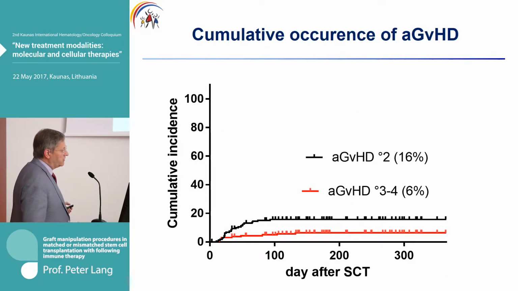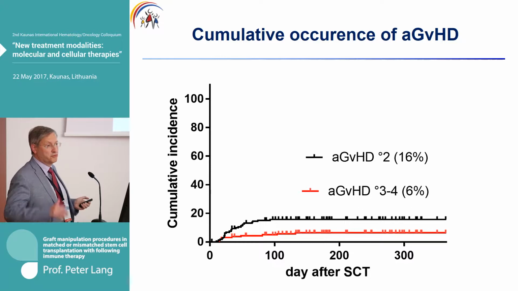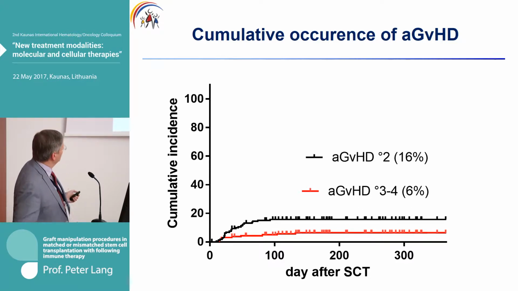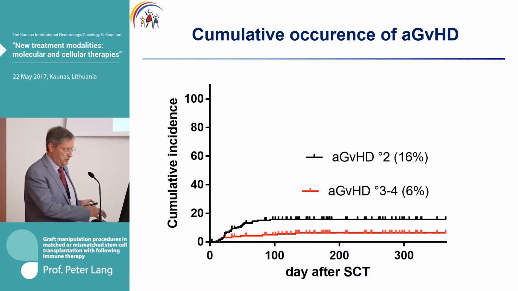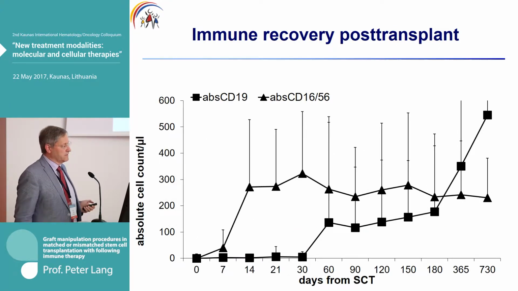This is the cumulative incidence of GvHD, which was still very low. We had 16% grade 2 and only 6% severe GvHD with this approach.